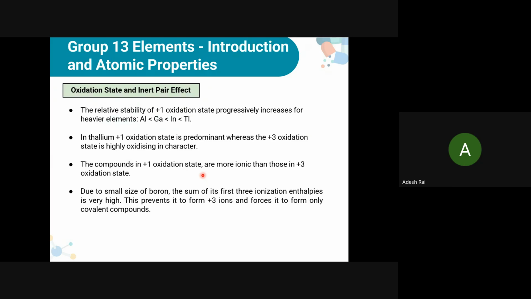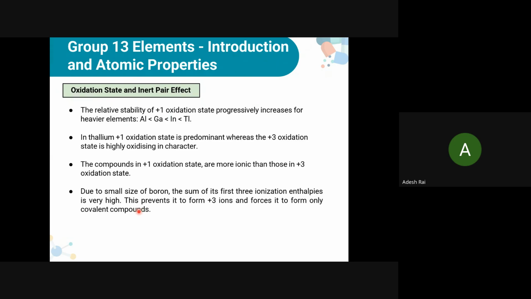Now, the compounds in the +1 oxidation state are more ionic than those in the +3 oxidation state. This is a very important point. Now, the last point. Due to the small size of boron, the sum of its first three ionization enthalpies is very high. This prevents it from forming +3 ions and forces it to form only covalent compounds. This is also one thing.